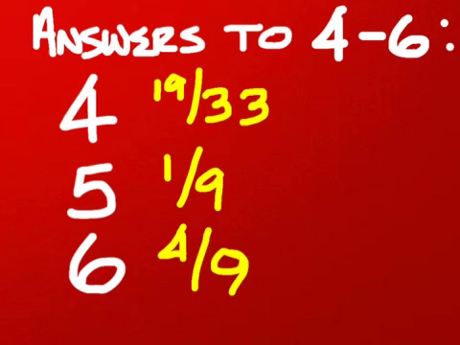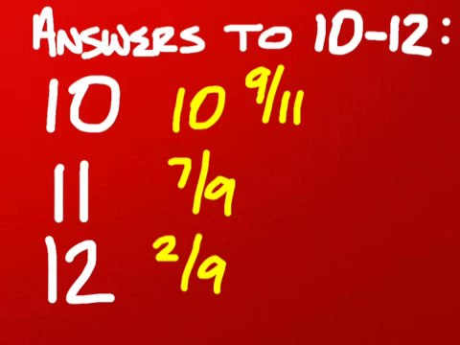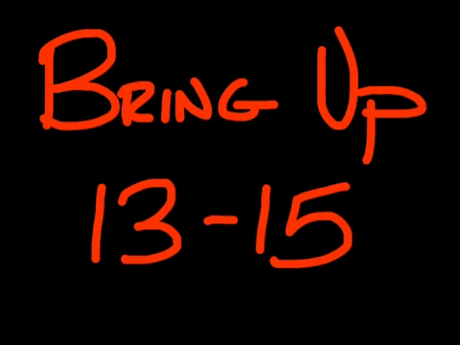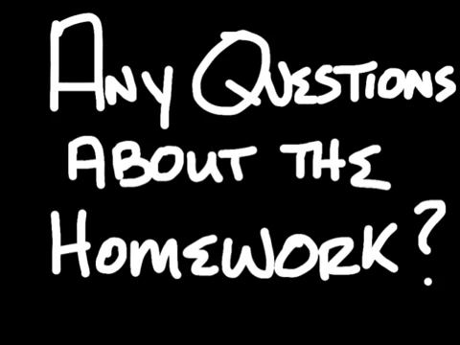If you have 3, come and get it. Answers to 7 through 9, bring them up. Answers are 2 and 46 over 99, 3 and 6 over 11, and 9 and 8 over 11. If you have 3 of them, come and get it. Bring up 10 through 12. Answers are 10 and 9 over 11, 7 over 9, and 2 over 9. Bring up 13 through 15. 25 over 99, 71 over 99, 28 over 33.